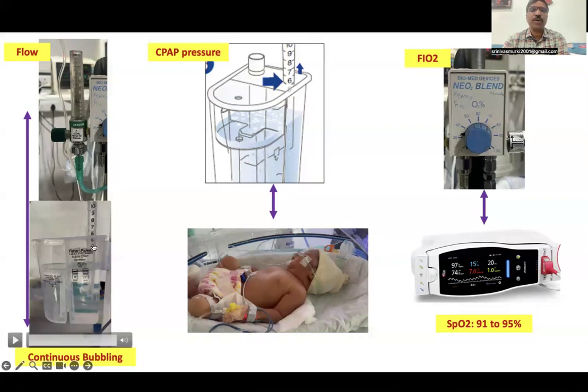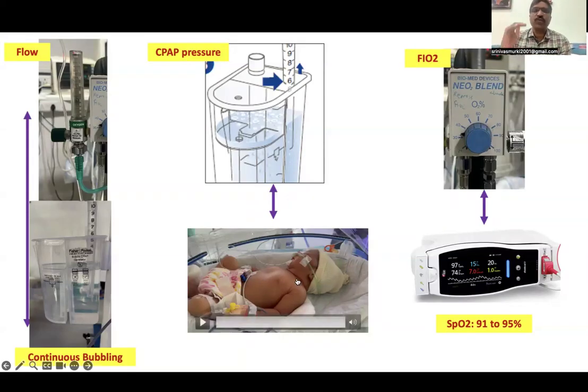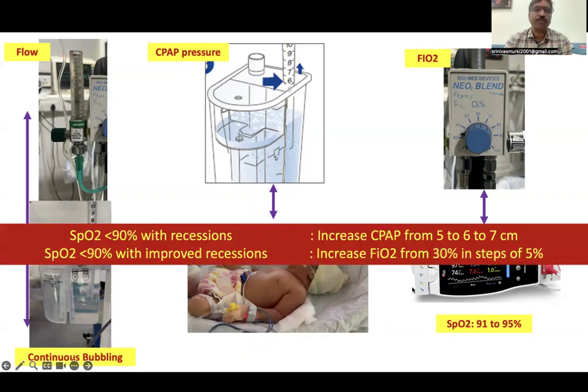If the flows are adequate, bubbling is going to be good. Second, look at the retractions. If the retractions are still there, you keep increasing the pressure from 5 to 6, 6 to 7. And after optimizing the retractions, or after the SA score is falling, then you look at the saturations. If the saturations are in the target range, nothing needs to be done for FiO2. But if the saturations are less than 90%, 91%, you'll increase the FiO2. And if they're more than 95%, you'll decrease the FiO2.